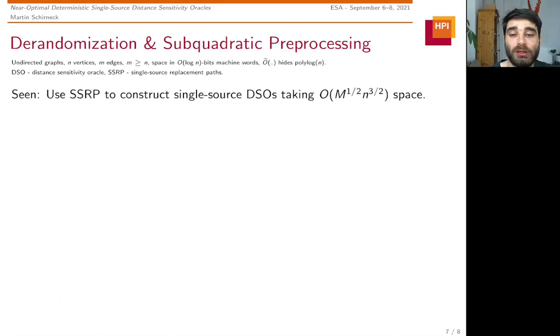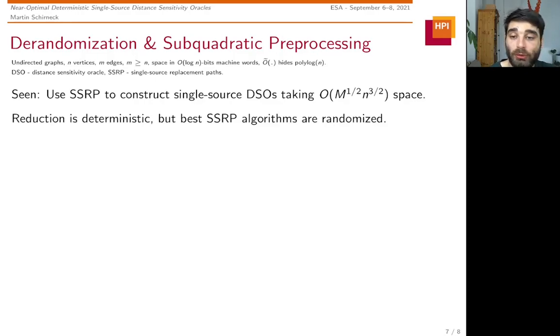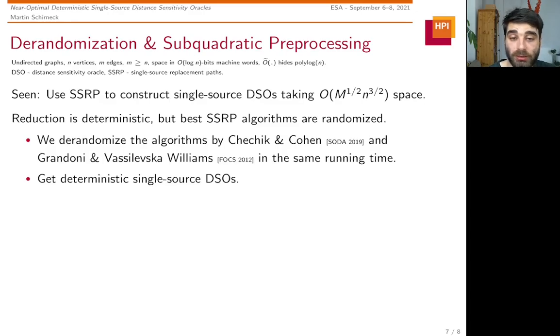So what we have seen so far is how we can use the output of an SSRP algorithm to construct single-source DSOs taking near-optimal space. And our reduction is deterministic, but the best known SSRP algorithms so far are all randomized. And I claimed that eventually we obtain deterministic single-source DSOs. So in order to do so, we had to de-randomize the algorithms by Schirneck and Cohen, as well as by Grandoni and Wasilewska-Williams, to be able to plug them in and get a complete deterministic construction in the end.